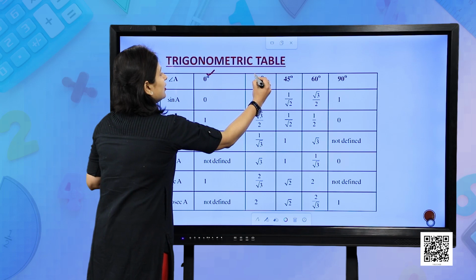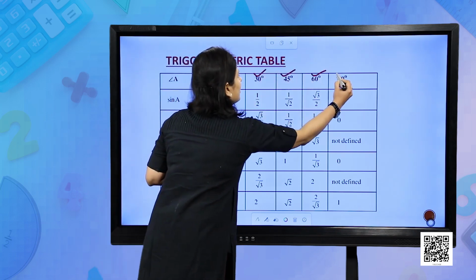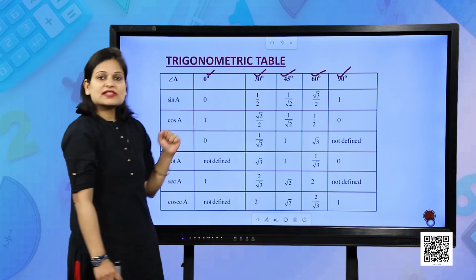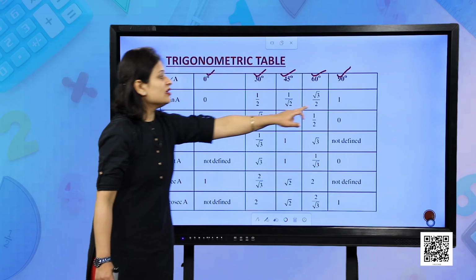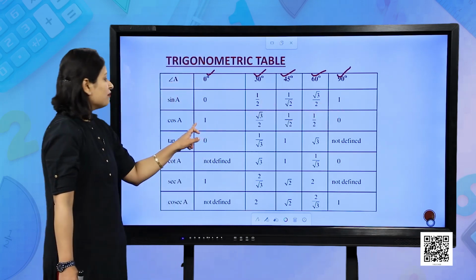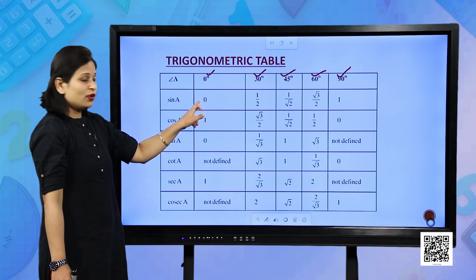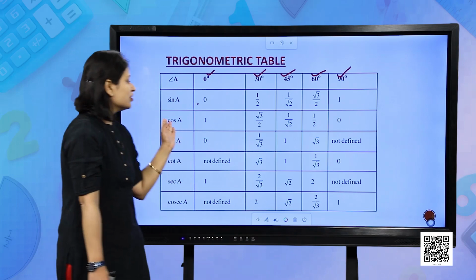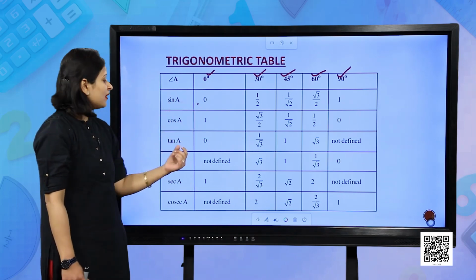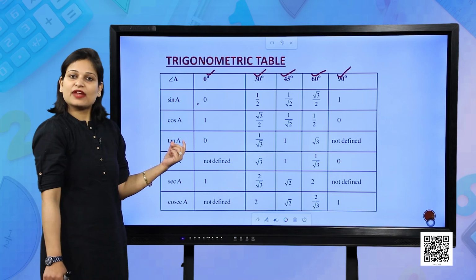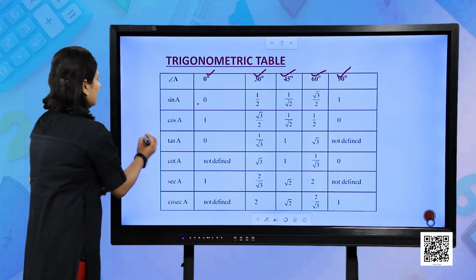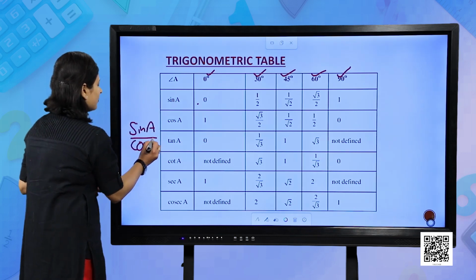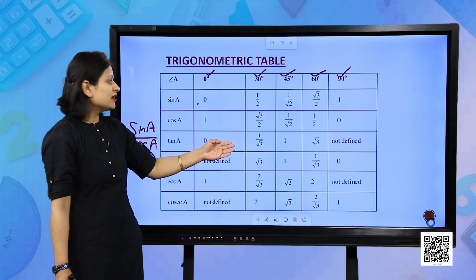So, 0 degree, 30 degree, 45 degree, 60 degree and 90 degree. Cos function is just the reverse of sin function. Here you can see 1 is in the last column and here 1 is in the first column. Here 0 is in the first column and here 0 is in the last column. So, cos function is simply the reverse of sin function. Now, how will you calculate the value of tan function? Just divide sin A upon cos A. You will get the value of tan function.